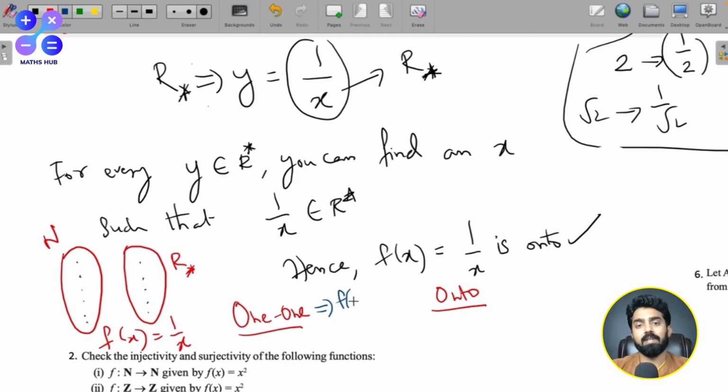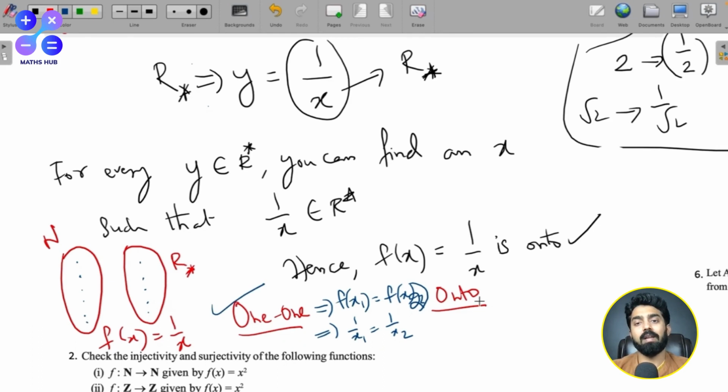So if f of x1 is equal to f of x2, which means 1 by x1 is equal to 1 by x2. Let's say if x1 is 1 and x2 is also 1, then the result would also be 1 out of 1 by 1. This will also be part of R star. So this will still be one-to-one.